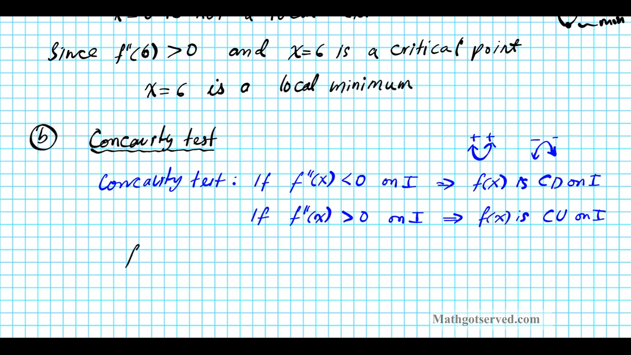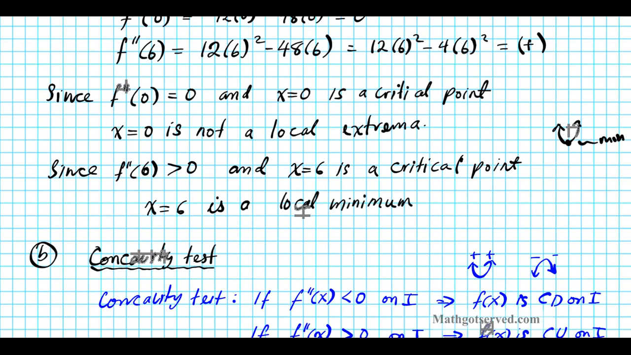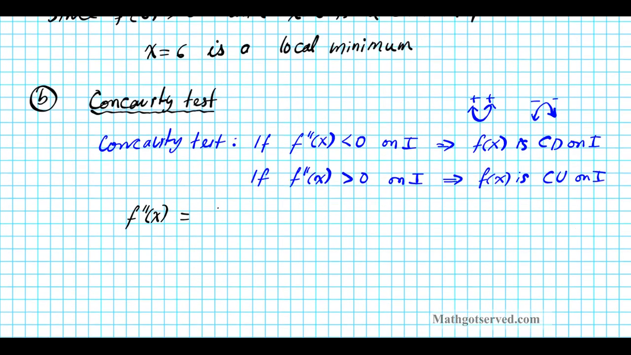So the second derivative is 12x squared minus 48x. Now, we want to see the intervals where it's neither negative nor positive. If we can find where it's neither positive nor negative, then we know the intervals where it's either positive or negative. So how do we find the points where this function is neither negative nor positive?